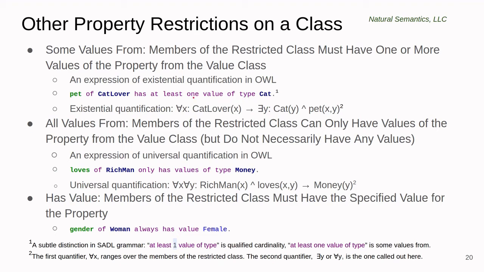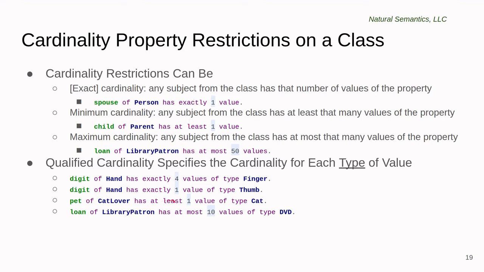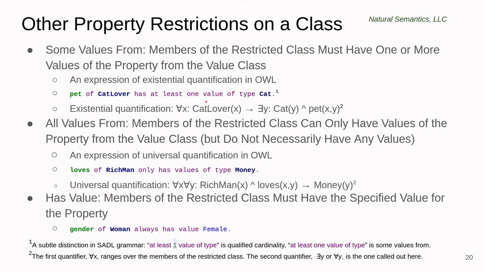And you'll notice this is very similar to what we saw under qualified cardinality restrictions. We said at least one value of type cat, and that was qualified cardinality. Here we say at least one value of type cat, and it's a subtle difference, but the fact that we're using the word one means that we're using a some values from. If we used an actual numerical, a number, it would be a qualified cardinality. The logical implications are pretty similar, so it's not like they're completely different in meaning. It's just a difference in terms of what kind of structure is created within OWL.